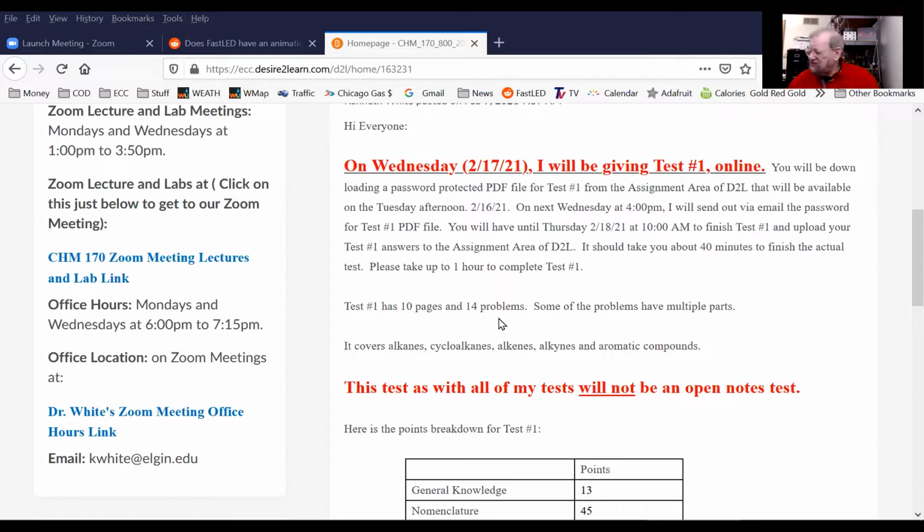I don't like to use chapter numbers. I use functional groups. And I could have also put down here hydrocarbons. It covers hydrocarbons, alkanes, which are hydrocarbons, cycloalkanes, alkenes, double bonds, alkynes, triple bonds, and I'll finish up today aromatic compounds.